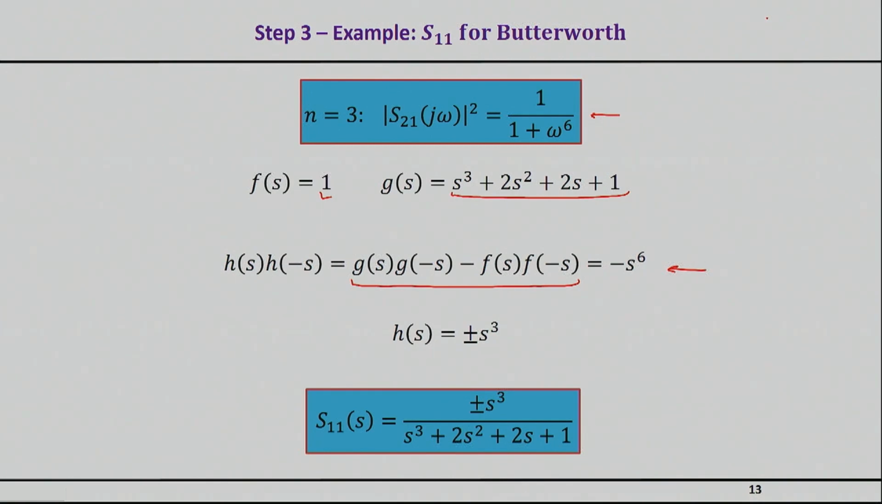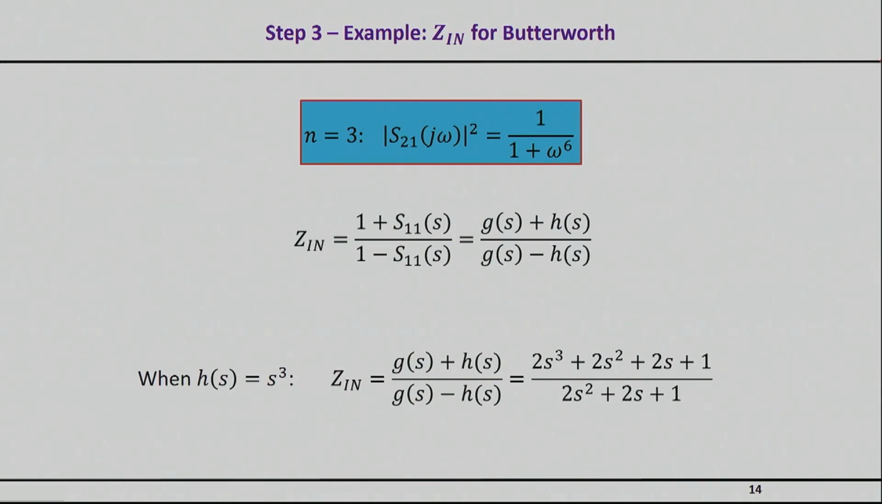And it's interesting that h of s in that case will basically have two solutions, plus or minus s cubed. Because when you multiply plus or minus s cubed, and then you take the h of s times h of negative s, you will basically end up with negative s to the 6, which is what is needed. So one has to be careful, because this is what really the equations will give us, and from there we have to guess h of s, which again will always end up having two solutions. And so that means that your S11 will basically end up having two solutions, shown right here.